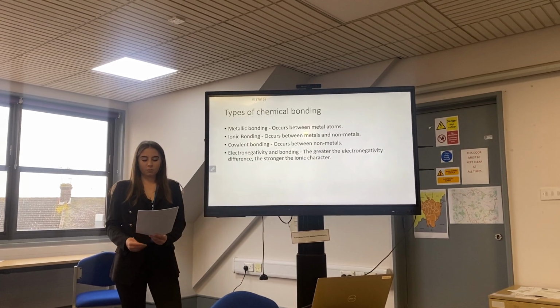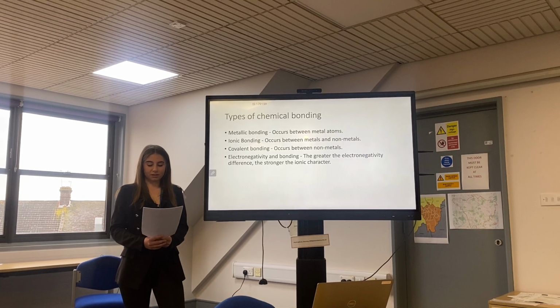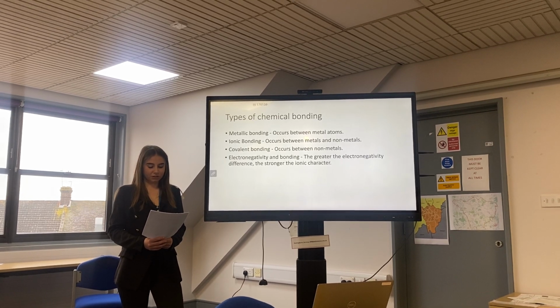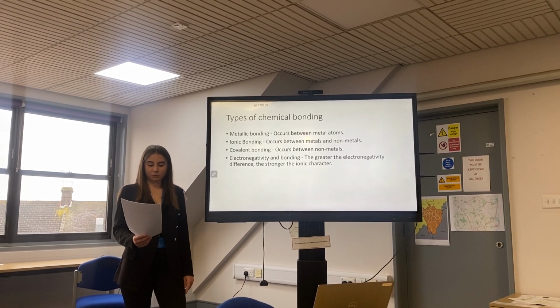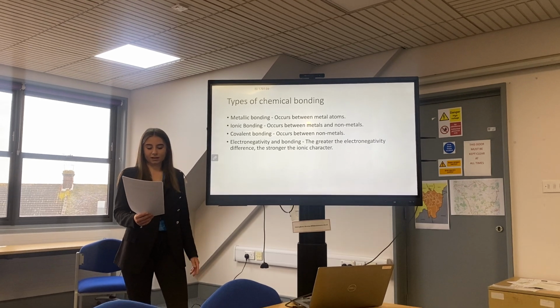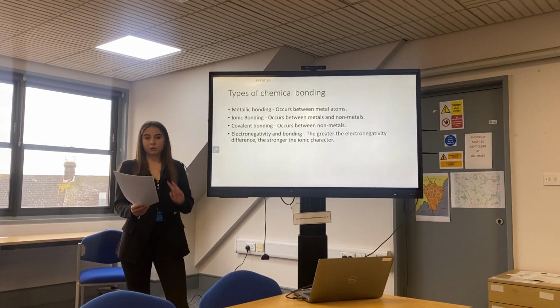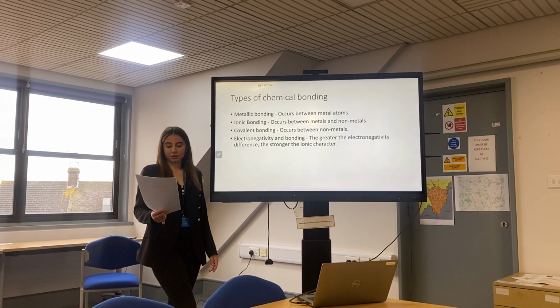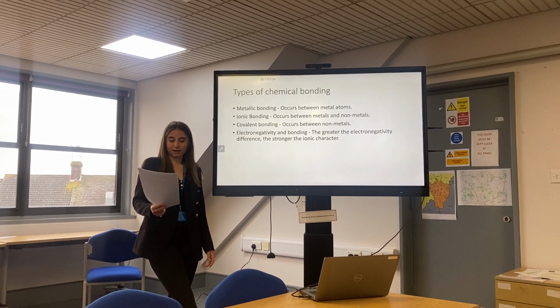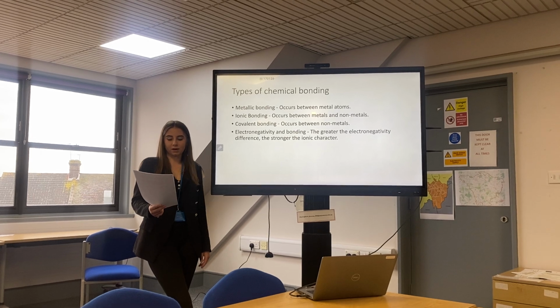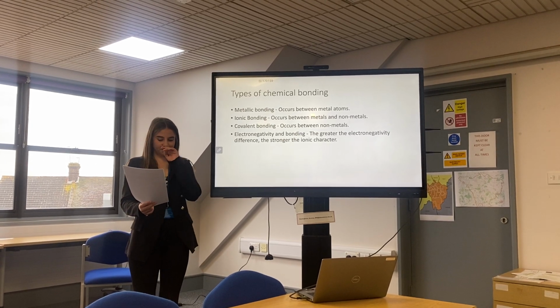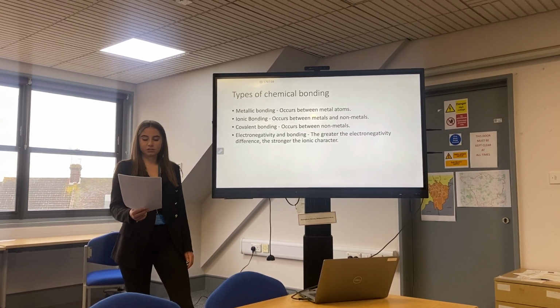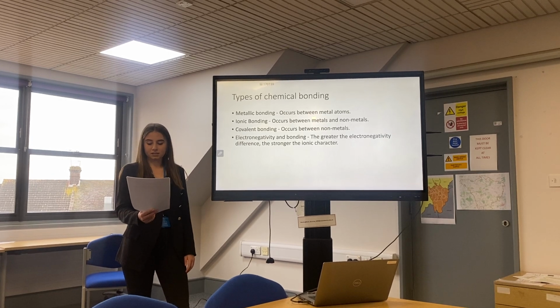Chemical bonds form when atoms interact to achieve a stable electronic configuration. There are three main types of bonding: metallic, ionic and covalent. Metallic bonding occurs between metal atoms, ionic bonding occurs between metals and non-metals, and covalent bonding occurs between non-metal atoms. Electronegativity, or an atom's ability to attract electrons, determines the type of bonding.